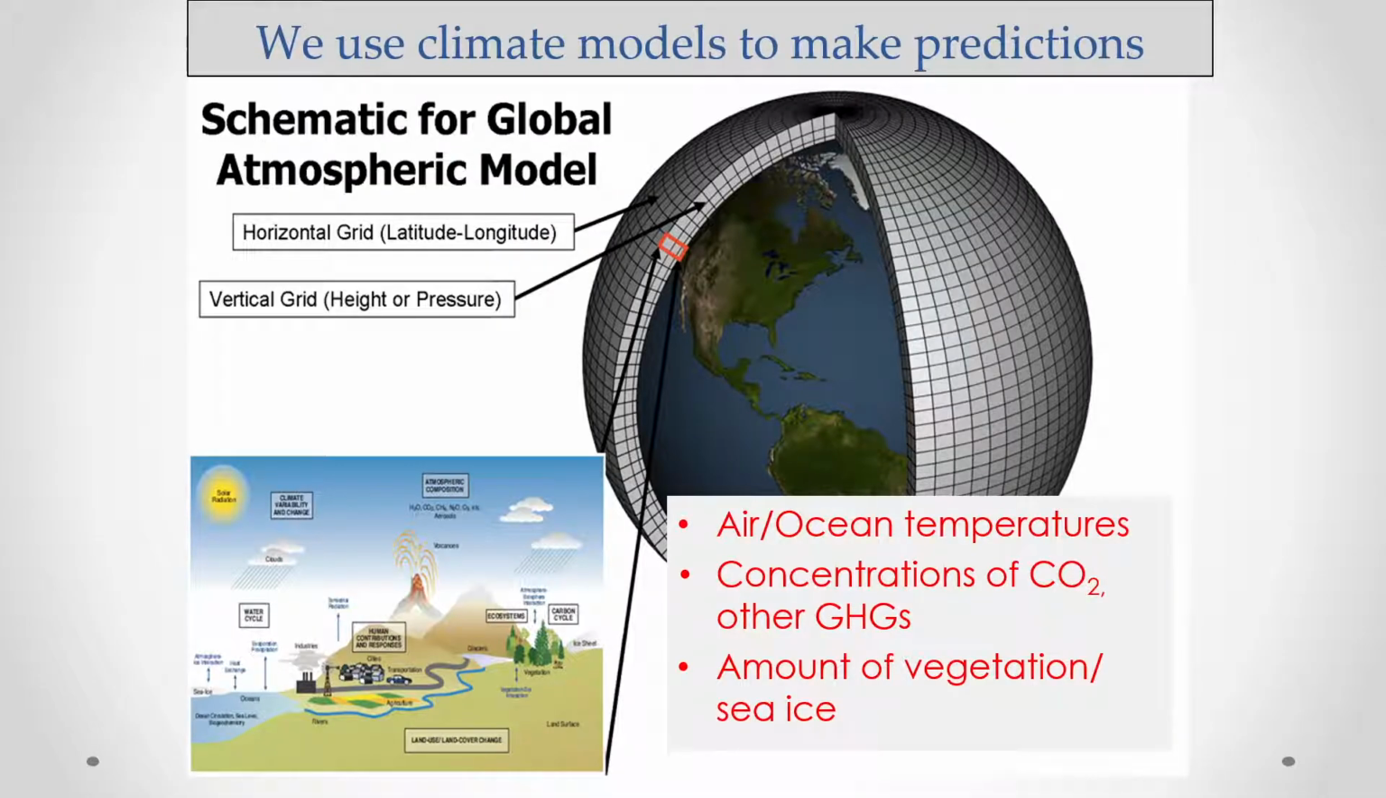So we can use these climate models to make predictions, okay? So this is a schematic for a global atmospheric model, where they break things down into a horizontal grid, the latitude, longitude, and a vertical grid, which is the height or the pressure in the atmosphere. And we can measure things like air and ocean temperatures, the concentration of carbon dioxide and other greenhouse gases, and the amount of vegetation and sea ice. That's one of the great things about using these models of climate.